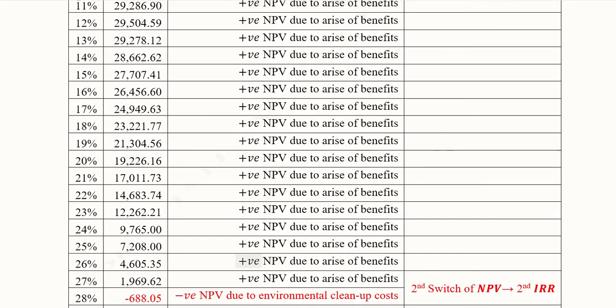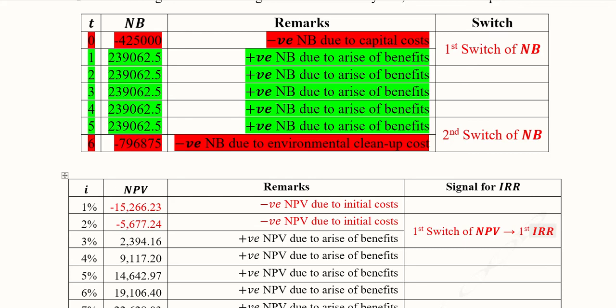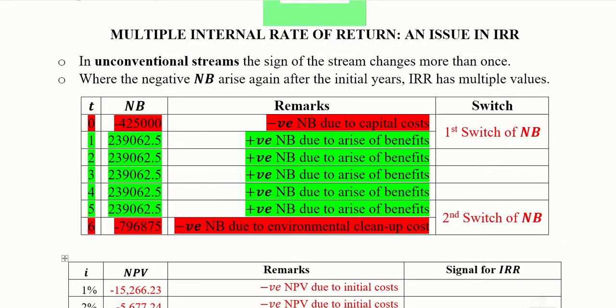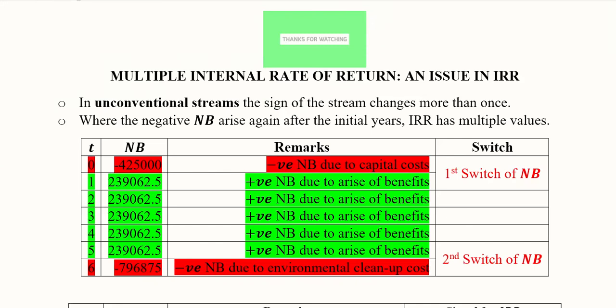So this was the table that we used. We also saw the diagram, and this was the stream of net benefits, which was unconventional or non-traditional, having two switches. This is how the problem in the IRR is understood with the help of an example, that it can give us a dilemma of IRRs where it becomes difficult to choose between the two. Modified internal rate of return is recommended in such a situation, which is not in the scope of our course at this stage. Therefore, NPV is recommended in this kind of situation. Thank you.